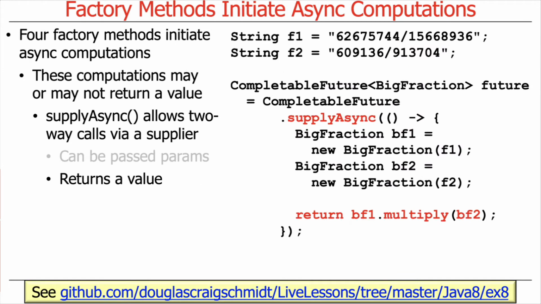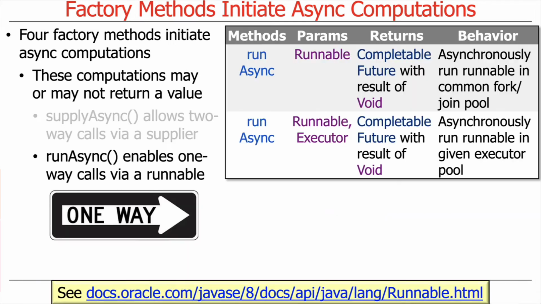Okay, so that's supplyAsync. The main thing to remember: two-way asynchronous communication. You invoke an operation, the caller gets a completable future back, and the computation runs in the background. When the computation is finished, the completable future that was returned to the caller will be triggered, and then the caller can obtain the result in a variety of ways.